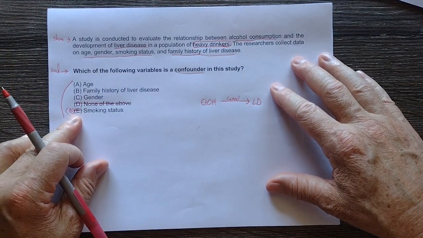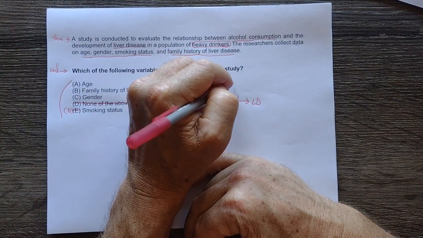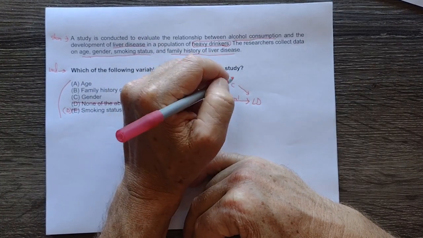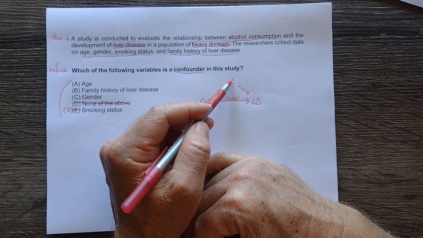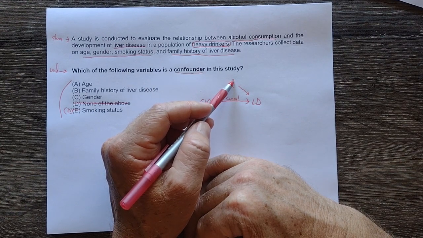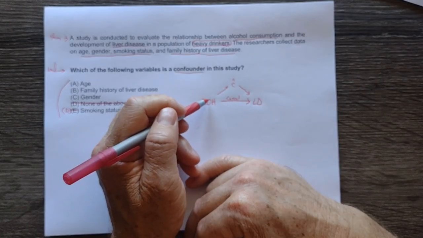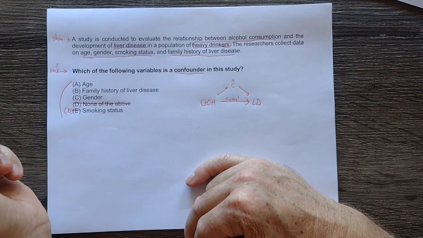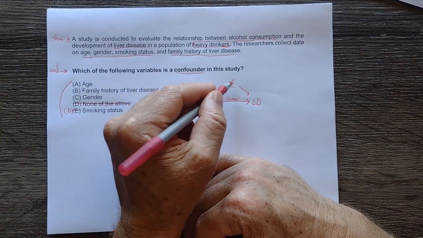So age. Remember, we have to have the confounder live up here like this, right? And so what about age? So alcohol, the age, there is a relationship here. But does age relate to alcohol use? The older you are, the more likely you are to drink. I don't know if that's completely true, but it's not completely untrue.